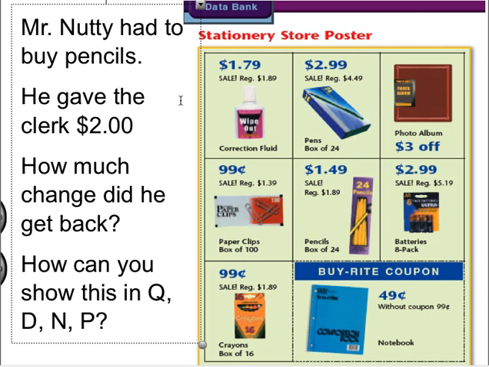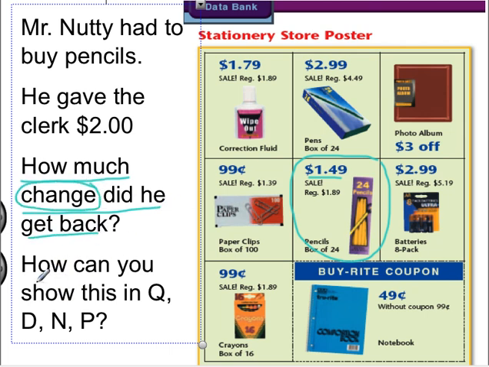So Mr. Nutty went to go buy some pencils. Here's our pencils. And they're on sale. Lucky him. So he got 24 pencils for $1.49, okay? Now, he had $2, which is perfect. So he had plenty of money to buy the pencils. So he takes the pack of pencils, he walks up to the register, and he's like, hey, here's my pencils. And the cashier's like, hey, that's going to be $1.49. And Mr. Nutty's like, perfect. I got $2. So, first question, how much change or money back did he get?